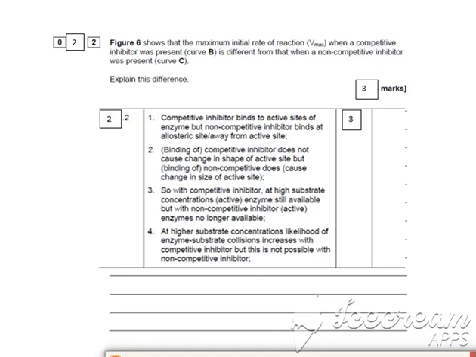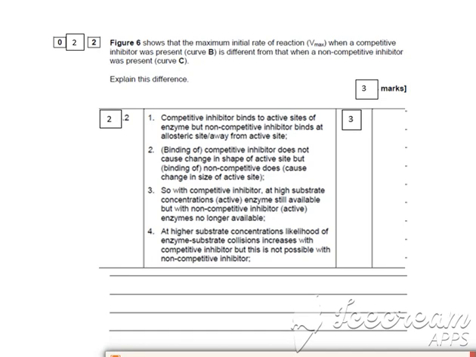So it's the idea that with a competitive inhibitor, the substrate is going to bind to the active site of the enzyme, but with a non-competitive inhibitor, it will bind away from the active site, in the allosteric site. With a competitive inhibitor, you find that the substrate and the inhibitor are similar shapes, so they will be able to bind to the active site.